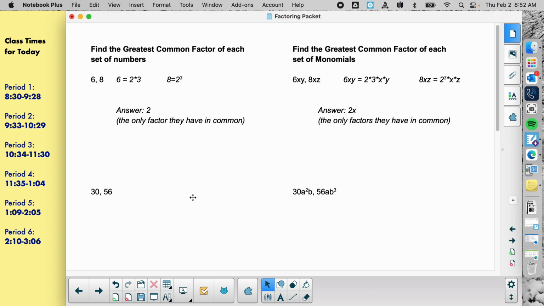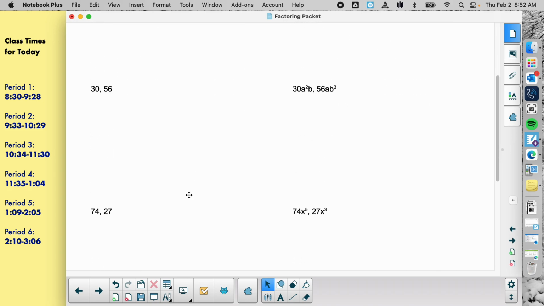Sorry. Okay, so we have 30 and 56. Should we do that directly together, or do you guys feel like you could do it on your own? Do it together? Own. Try to make a factor tree for both numbers. I'll zoom in here so I can.